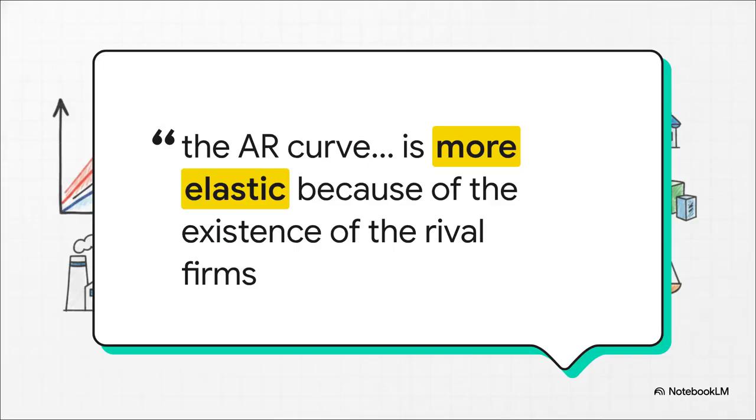I really want to anchor this entire visual exercise right back to the core text from our source. The text explicitly states, and I quote, "As compared to the demand curve of the monopolist, the AR curve of a firm under monopolistic competition is more elastic because of the existence of the rival firms producing close substitutes." That one sentence completely hits the nail on the head and validates the geometry we just drew. It's not just abstract economic theory, it is a visual reality. Rivals flatten the curve, period.